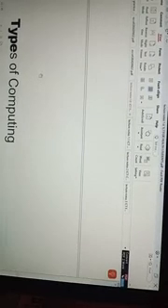What are some of the types of computers that are involved in the fifth generation? We have the desktop, laptop, notebook, ultrabook, and Chromebooks. All those are examples of fifth generation computers.